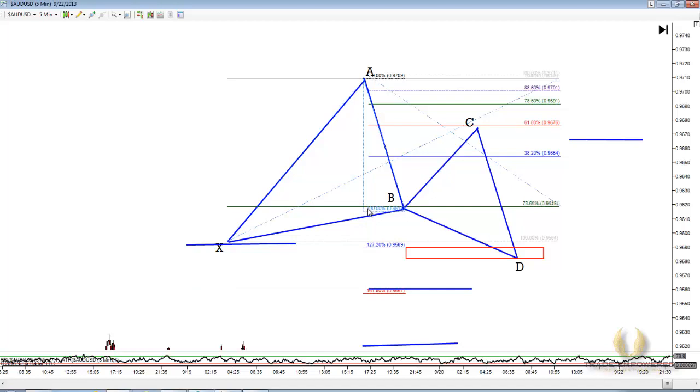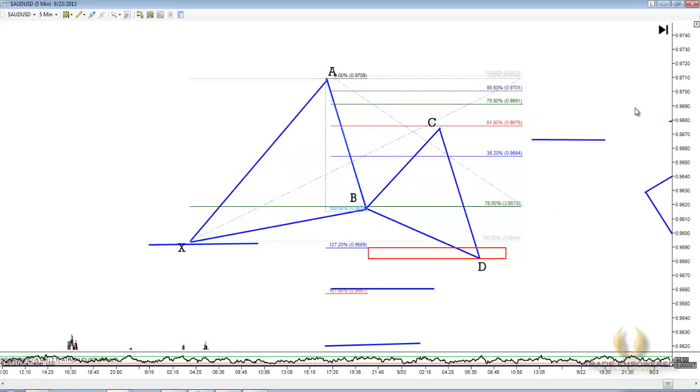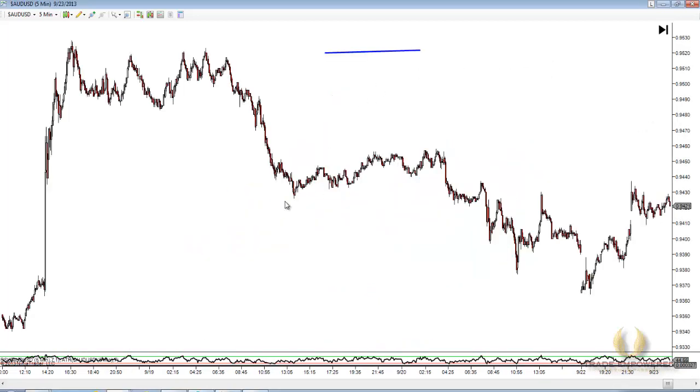Or you can be like me and just choose not to trade this pattern, which I've done. So let's take a look at some of these in real life.